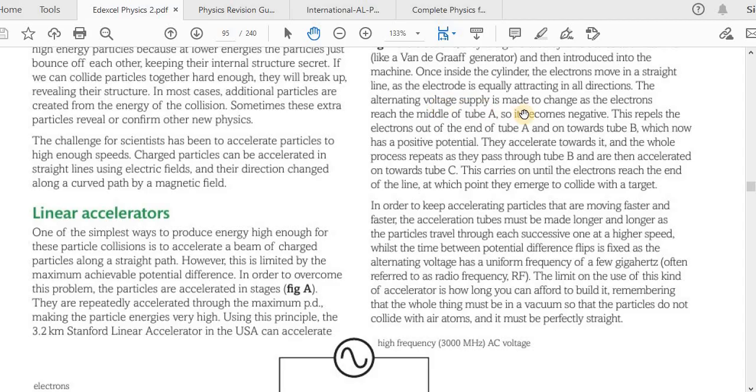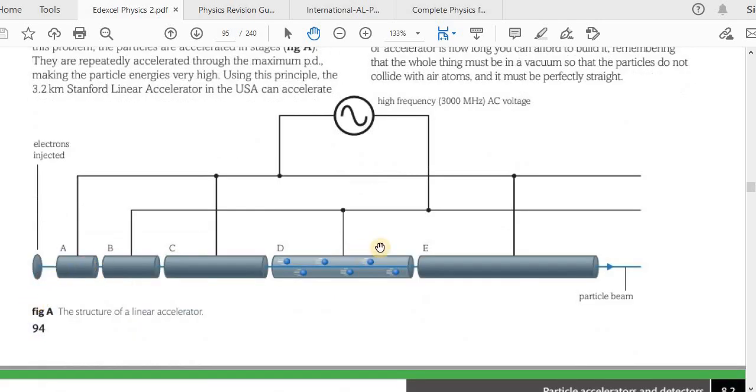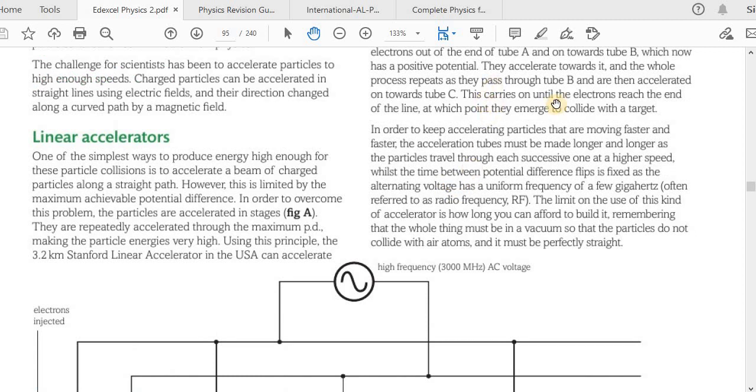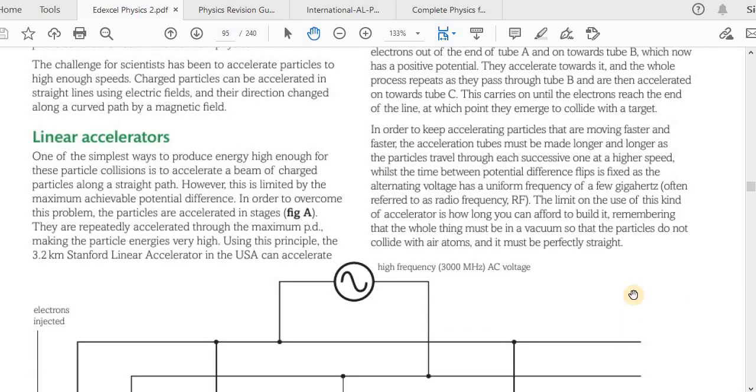The alternate voltage supply is made to change as the electrons reach the middle of tube A. So it becomes negative. This repels the electron out of the end of tube A and onto tube B, which now has a positive potential. They accelerate towards it, and the whole process repeats as they pass through tube B and then accelerated on towards tube C. Okay, this carries on until the electron reaches the end of the line, at which point they emerge to collide with the target. So out here there is a target.